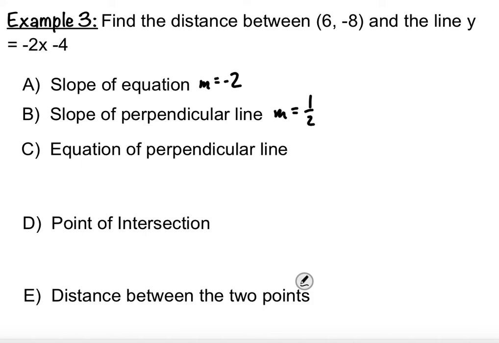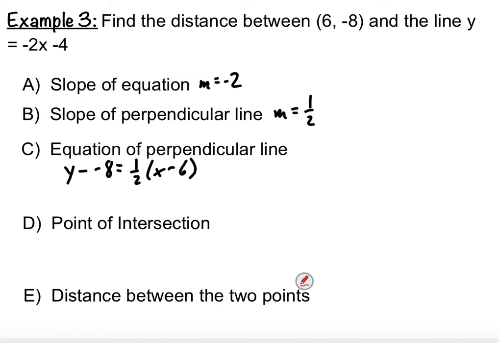What's the equation of the perpendicular line? Well, I have the point 6, -8, and then I have the slope of 1/2. Let's use that information to write the equation. So y minus y1, which is -8, equals 1/2 times x minus x1, which is 6.